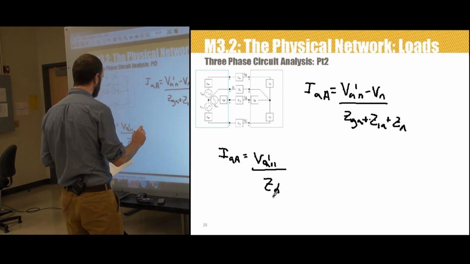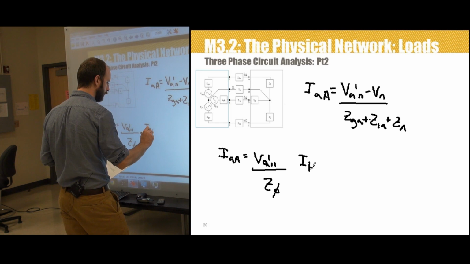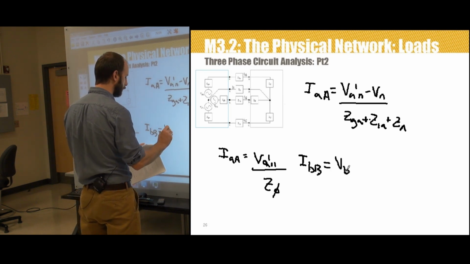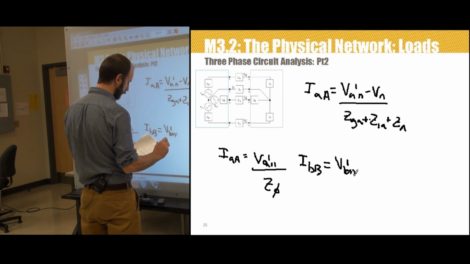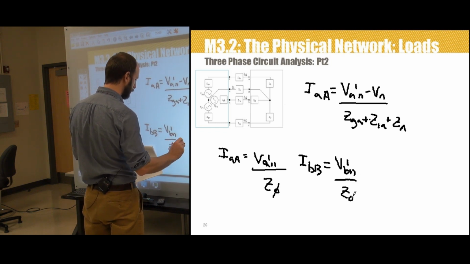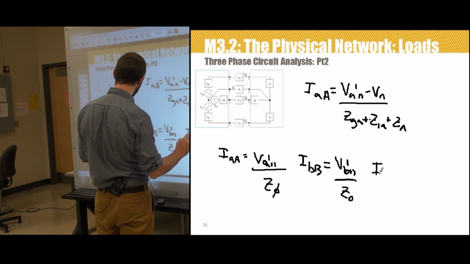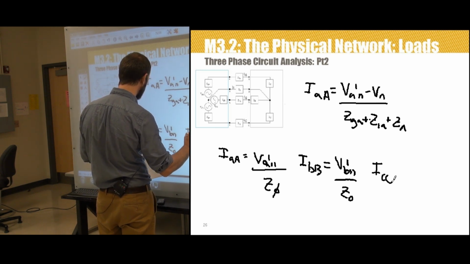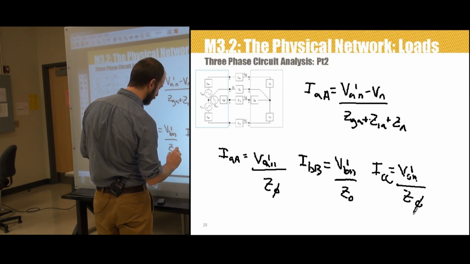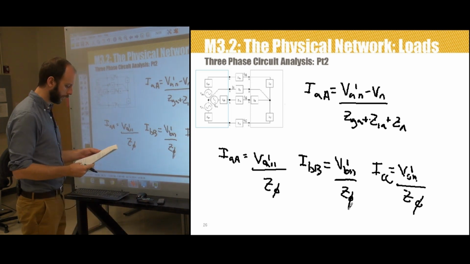And similarly, I_BB is just equal to V_B'N over Z phase, and I_CC is equal to V_C'N over Z phase. Sorry, I wrote 0 there, but that's a phase.